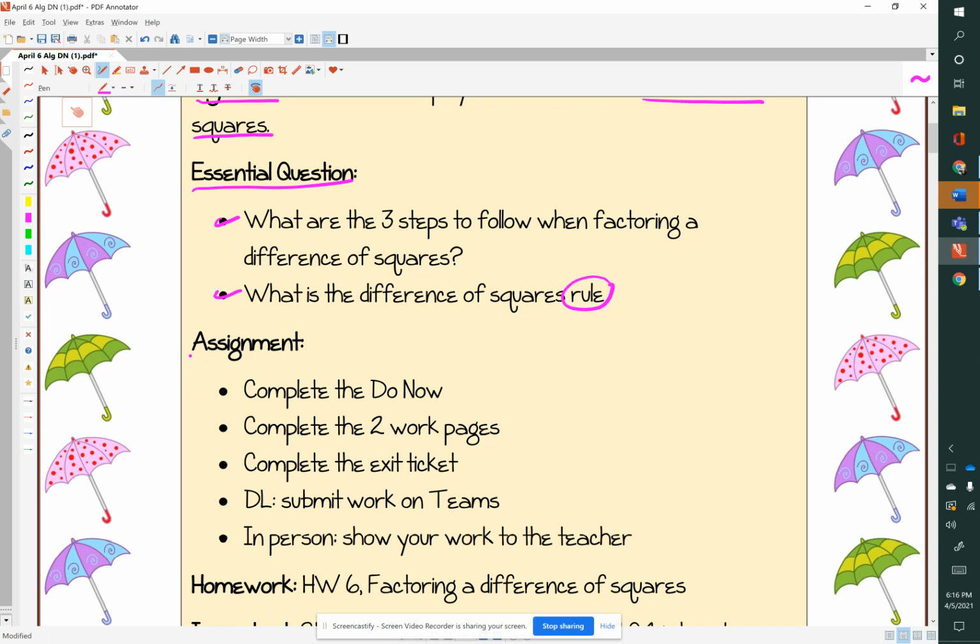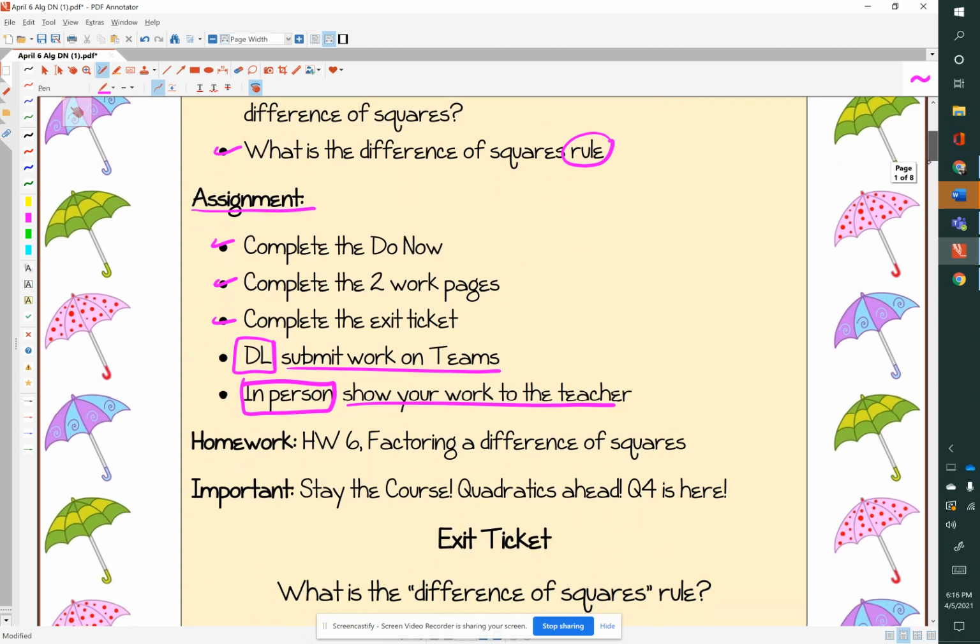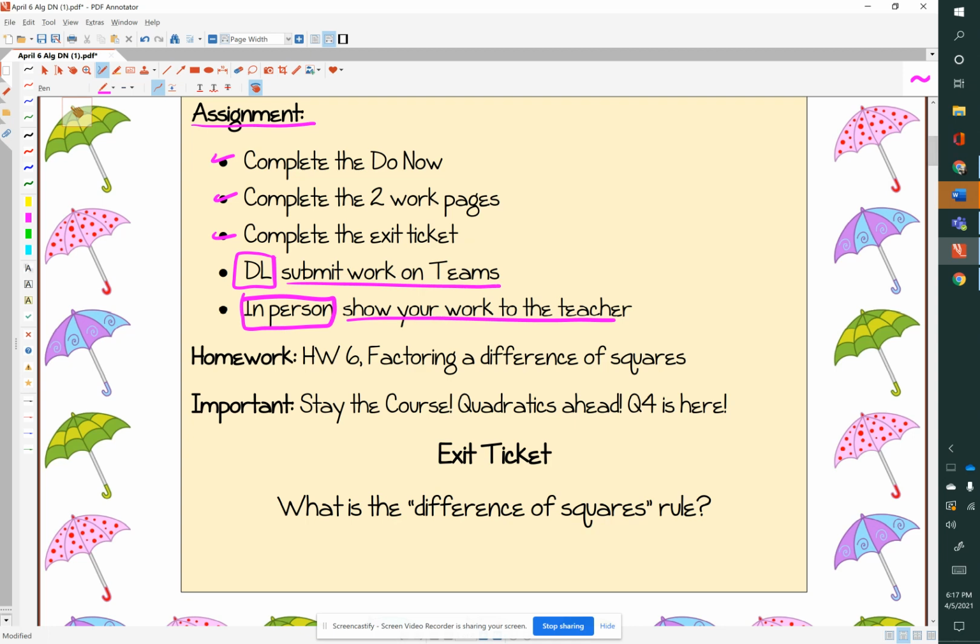For our assignment, we will complete the do now, the 2 work pages, the exit ticket, and if you are a distance learner, please submit your photos of your work on Teams. If you are in person, make sure to show me your work as I walk around the room. You do not need to take photos. That's for people who I can't see.